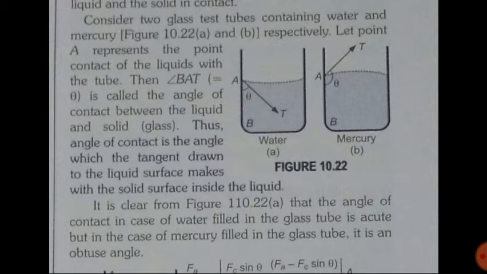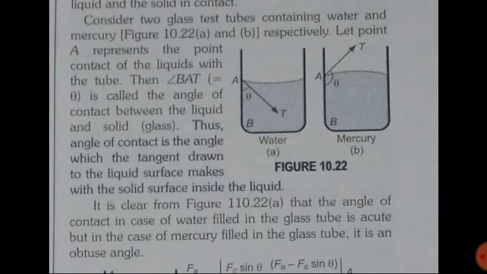Why do we call it angle of contact? Because the point from where the surface is contacting the wall of the container, at that point only we have drawn the tangent. Because we are making that angle from that point, that's why it is called angle of contact.